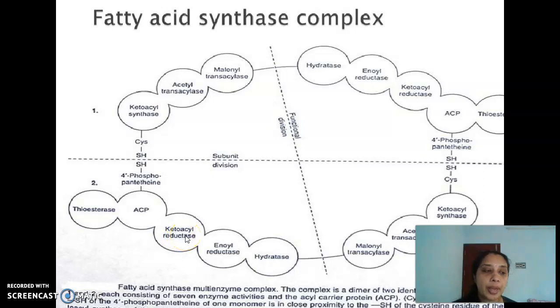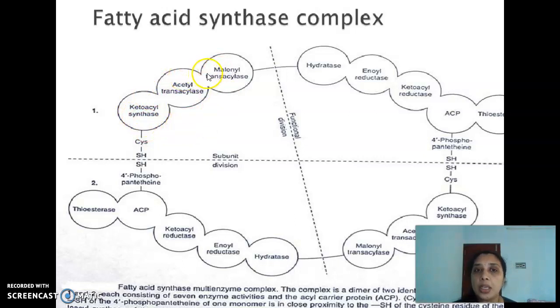Right? This is followed by hydratase, the E5. And E6 is enoyl reductase. Clear? So this is the order of the enzymes. Even though they are named as E1, E2, E3, this is not the correct order of action. Right? This is the first enzyme to act, acetyl transacylase. Then comes malonyl transacylase. Then comes E3, that is ketoacyl synthase. So this is the order of the enzymes.